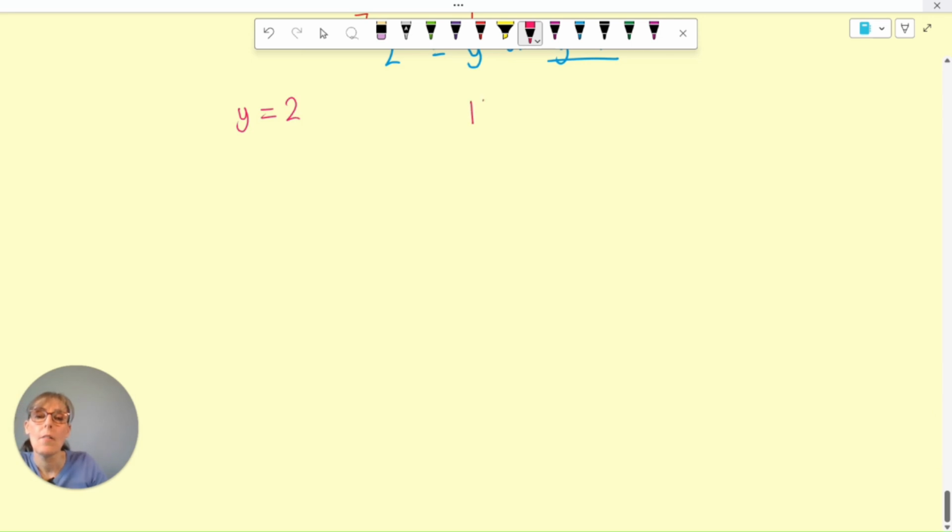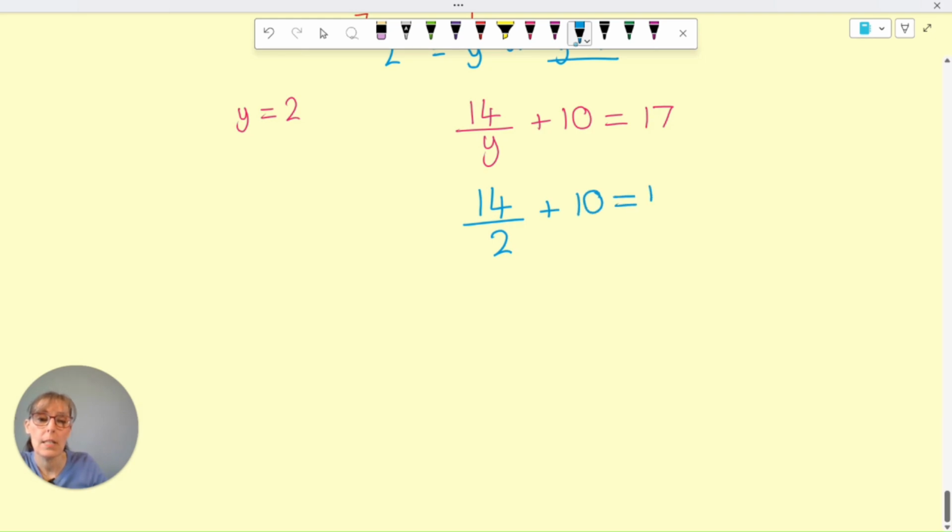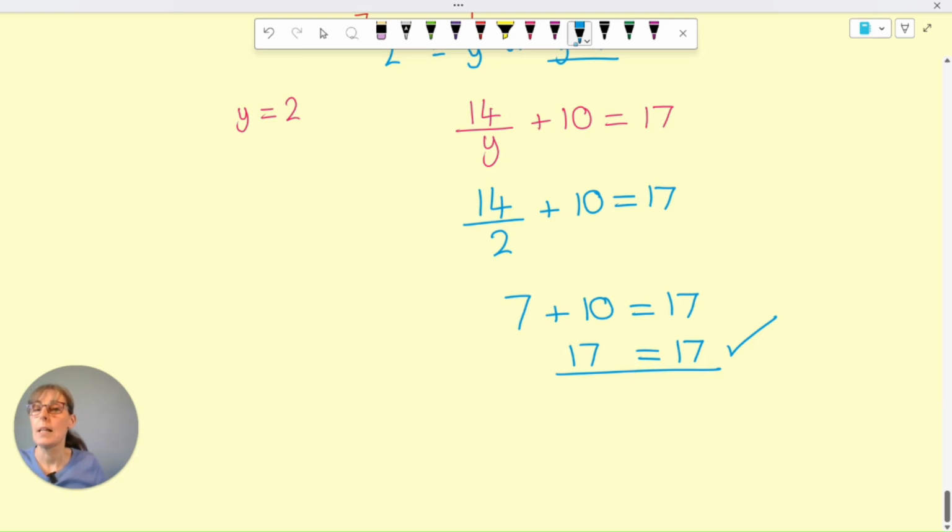And we had 14 divided by y plus 10 is equal to 17. So if y equals 2, let's put y is 2. 14 divided by 2, half of 14 is 7. 7 plus 10 equals 17. 7 plus 10 is 17. 17 equals 17. Yes, they do. Brilliant. And we've got one more.